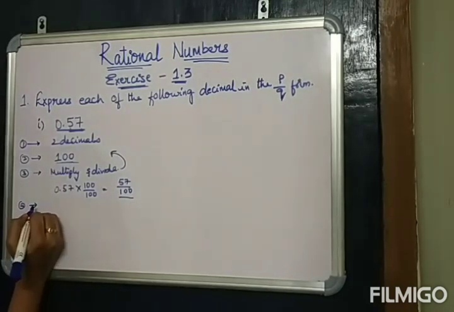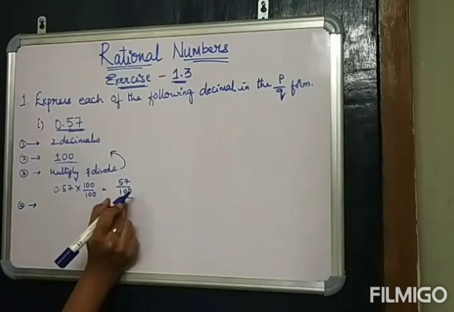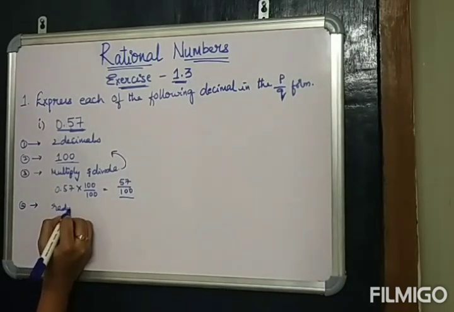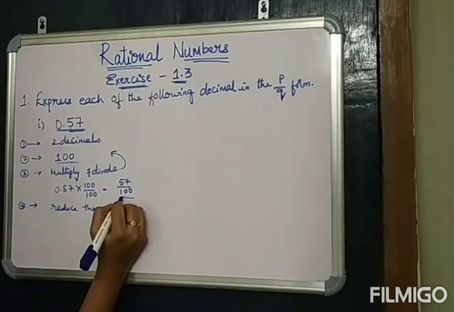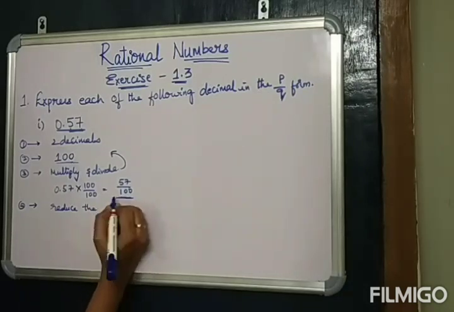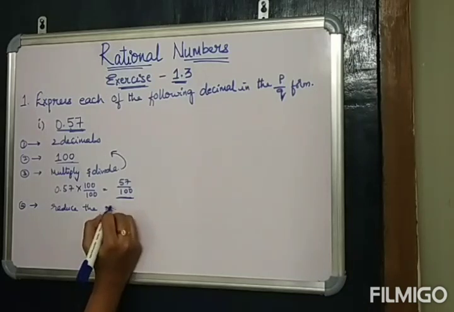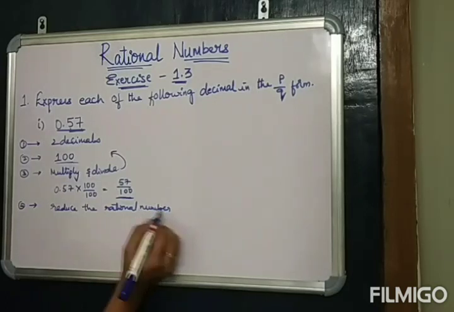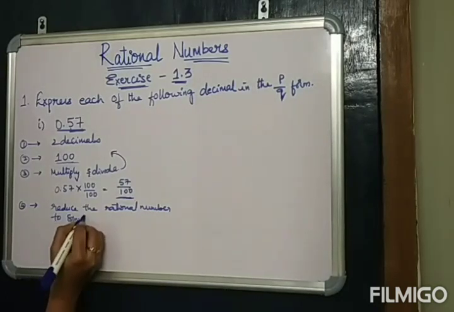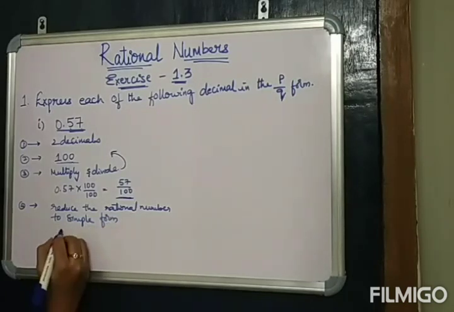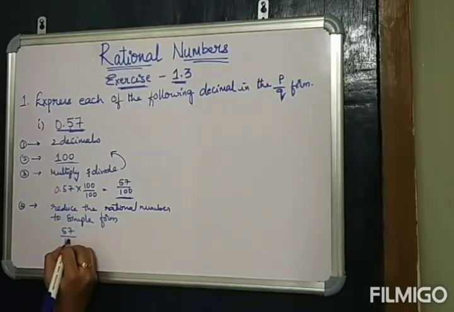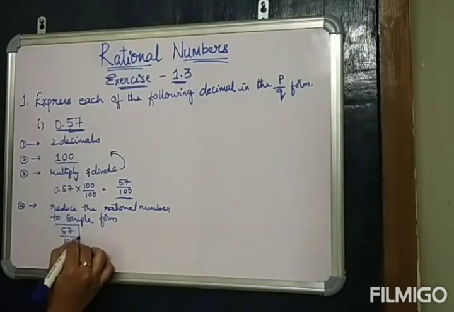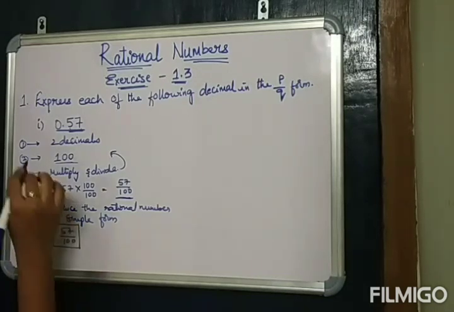Step 4 means we have to reduce the above rational number to simple form. We have to reduce the number obtained in the third step, the rational number, to simple form. Means 57 divided by 100. This 57 cannot be divided by any number. That's why this is the answer for this question.